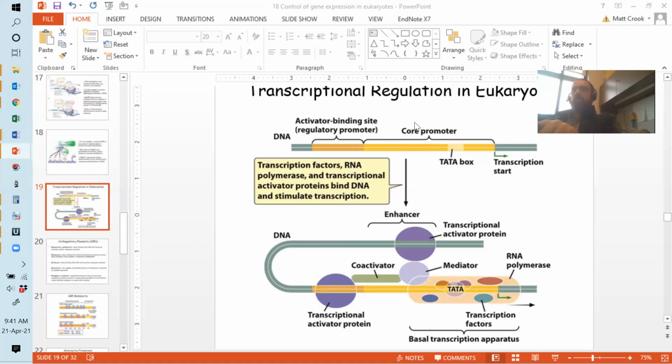So essentially things get shuffled around as you figure out how things go together. These regulatory elements could be right next to the core promoter.